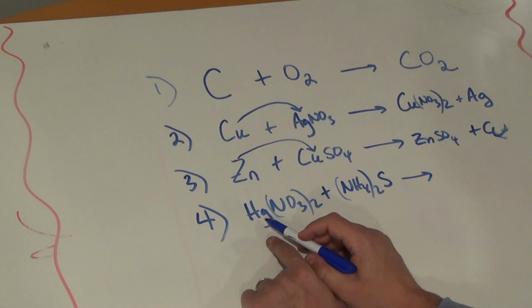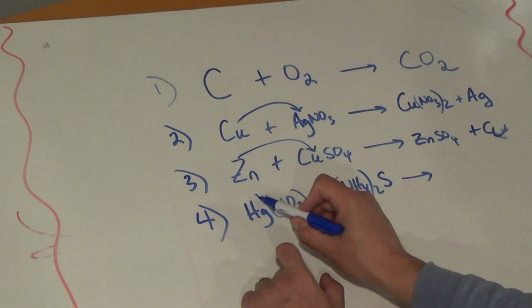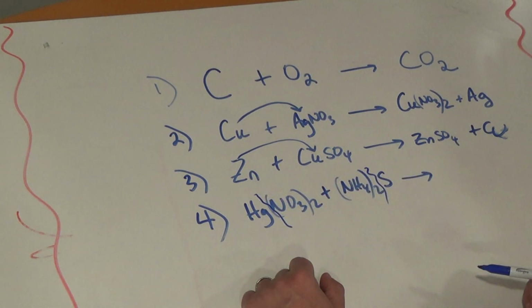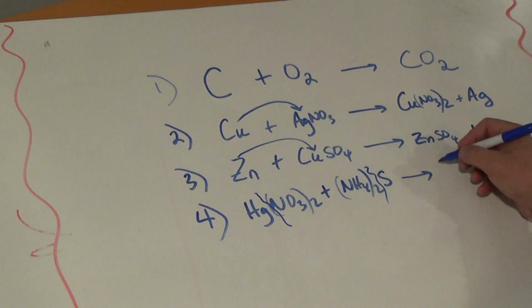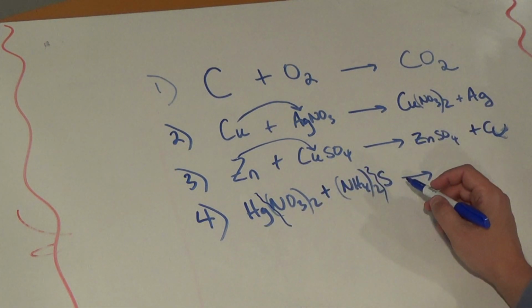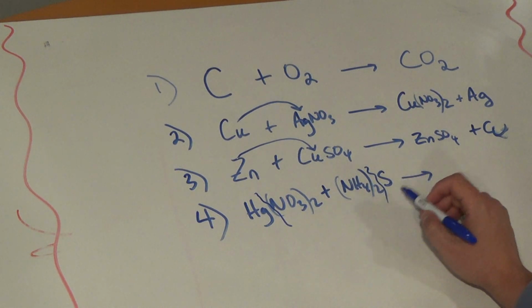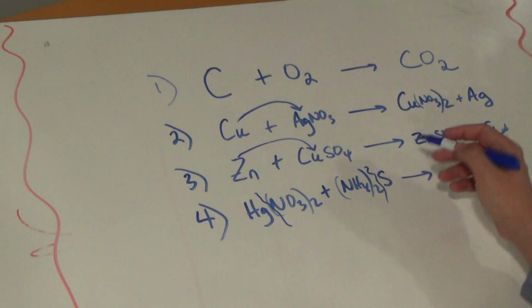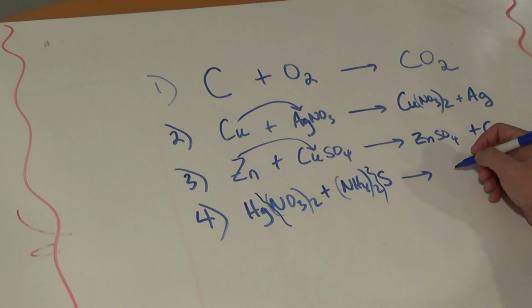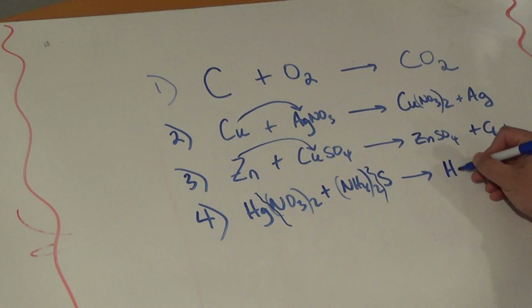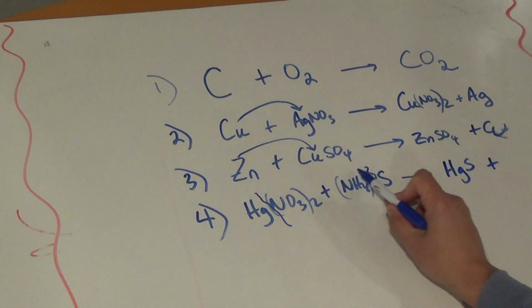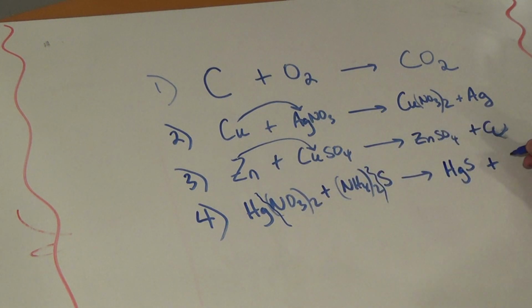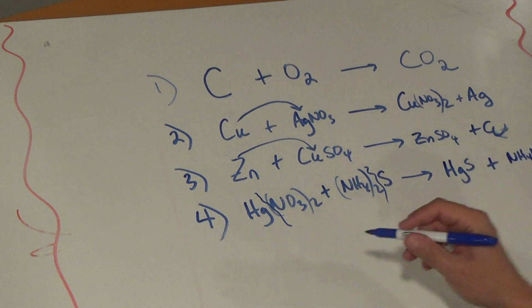So mercury has an oxidation number of 2. This guy's going to break from this, and this guy's going to break from this. Okay? So now what would go together? Mercury and sulfur would go well together. So your mercury is plus 2, sulfur is negative 2. Mercury 2 sulfide will be HgS, the charges cancel, plus what are you left with? Polyatomic, the positive one first, ammonium nitrate, NH4NO3. So I'm giving you a little preview of predicting products here.